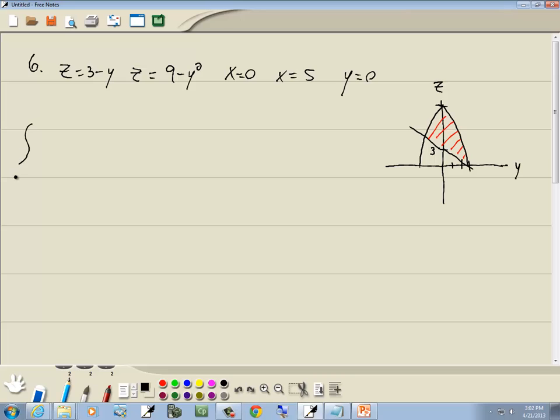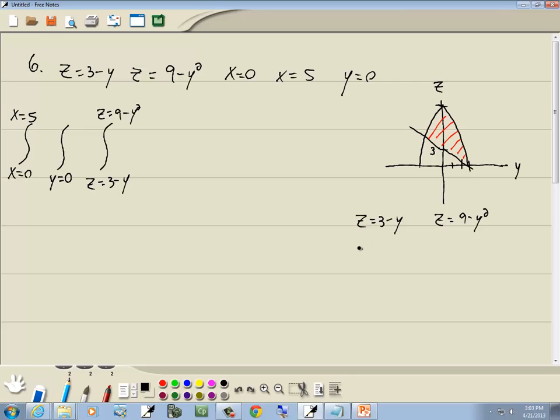Well, on the outer one here, it tells us directly that x equals 0 to 5. So that doesn't change. Now the y's. We've got y is equal to 0. Now, if I look at these two right here, z is equal to 3 minus y, and z is equal to 9 minus y squared. That's this part here. It's going to go from z is equal to 3 minus y to z is equal to 9 minus y squared. In terms of my z-axis, the z equals 3 minus y is lower, isn't it? So that goes there.